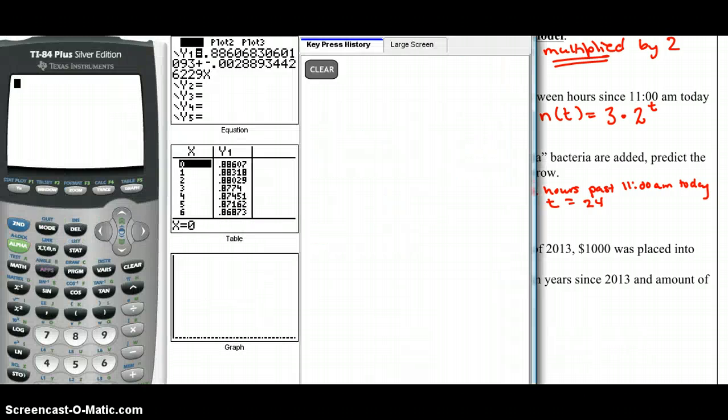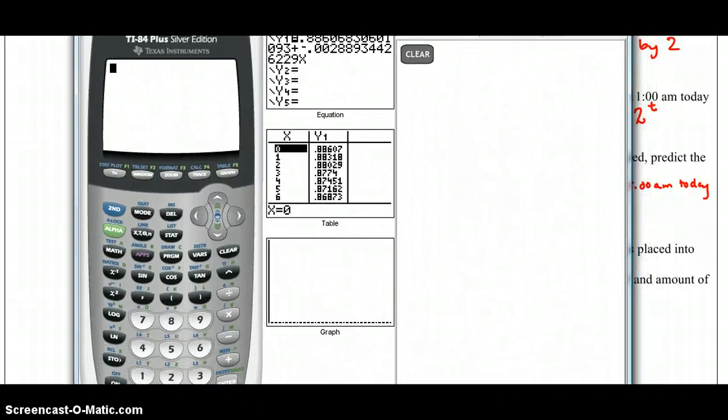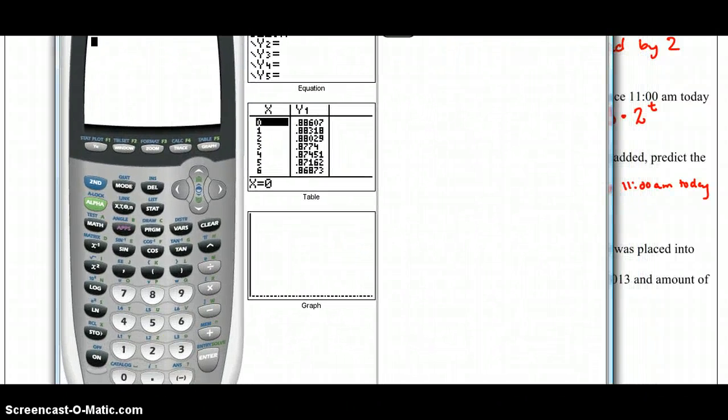On the calculator, let's get that into view here. We can do 3 times 2, and then the up arrow for the exponent, parentheses around our exponent, and we had 24.